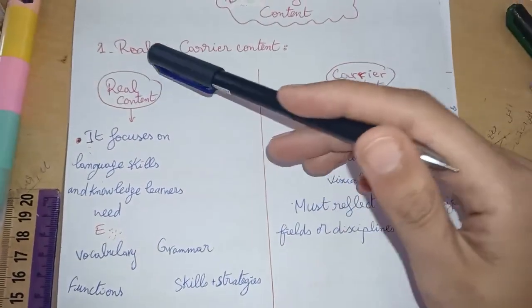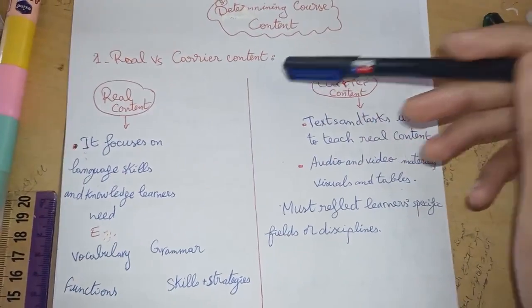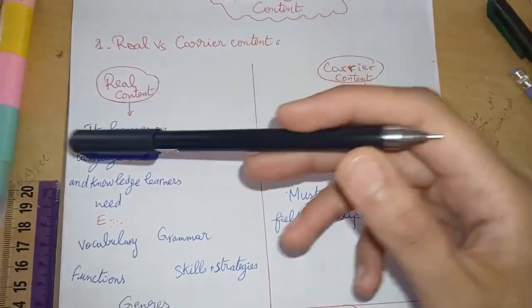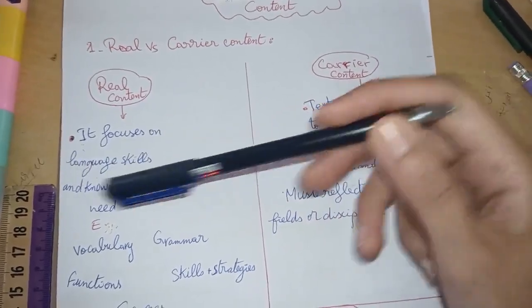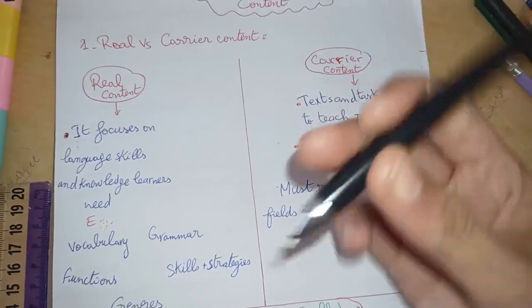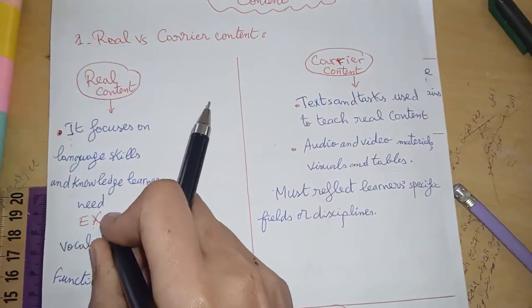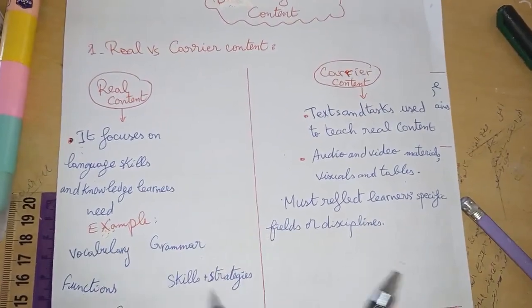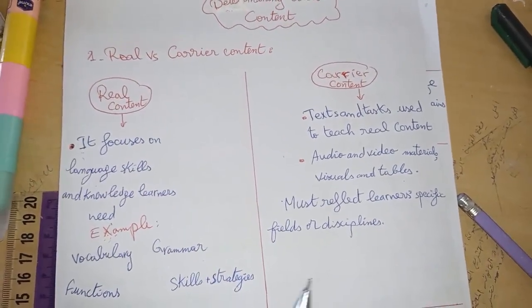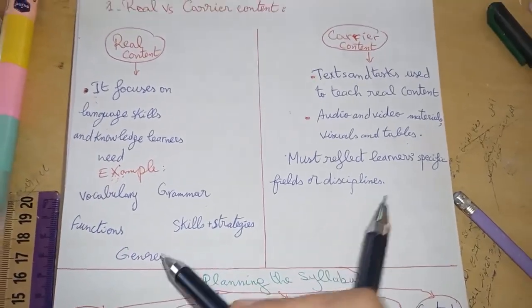So we have the first one, which is real versus career content. Real content focuses on language skills and knowledge learners need. For example, we have these examples: vocabulary, grammar, functions of language, skills and strategies they may know or need to know, learners, and genres.